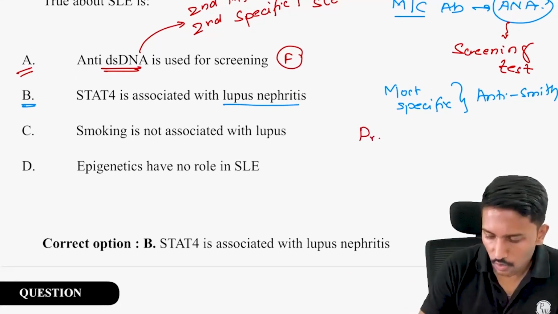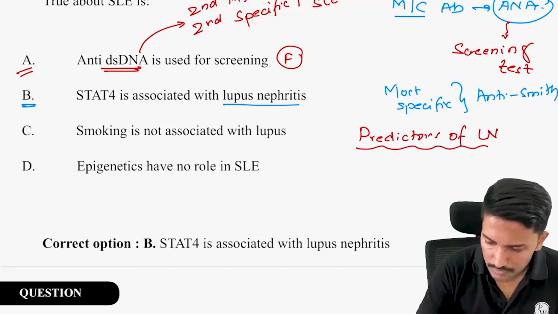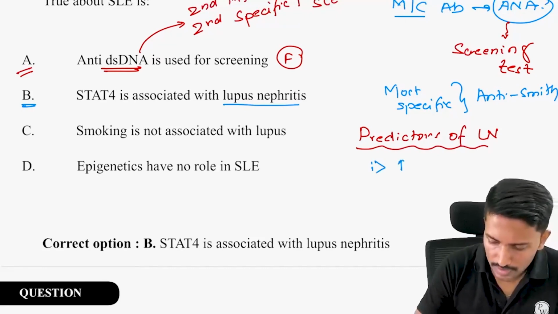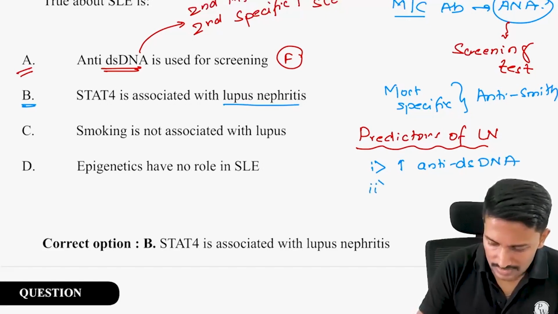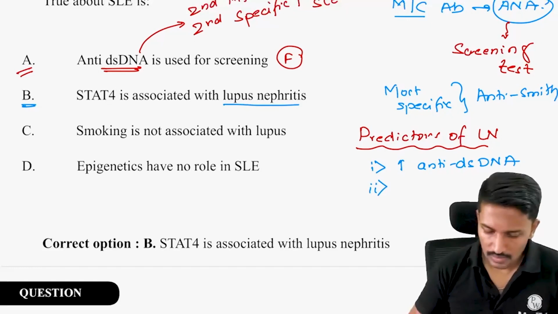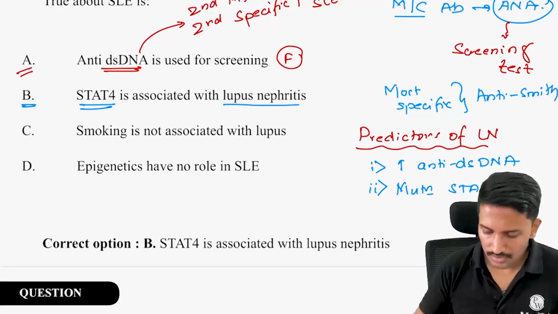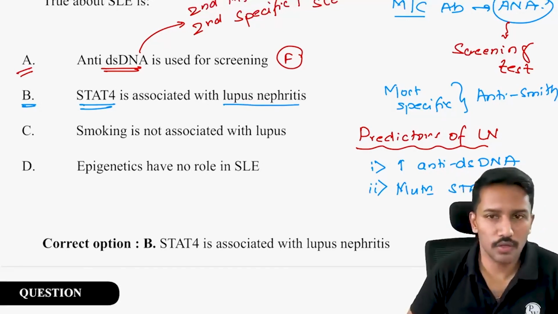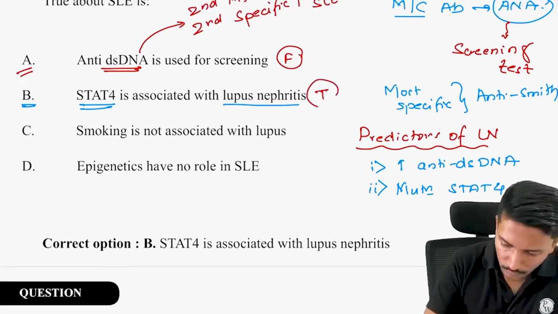The predictors of lupus nephritis in a patient with SLE. The first thing I want you to know is high anti-dsDNA titers. Second thing I want you to remember is mutations in the STAT4 gene. STAT4 gene mutation is associated with increased risk of developing lupus nephritis. So this is as of now a true statement.